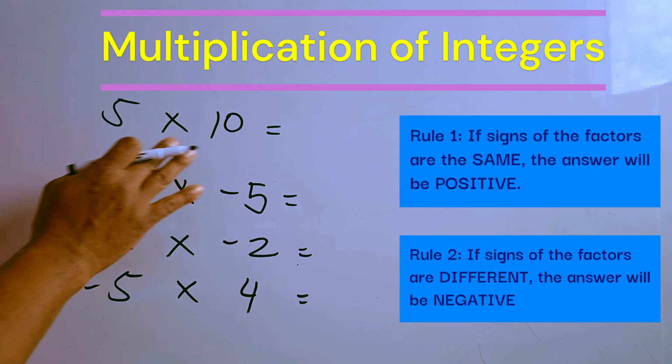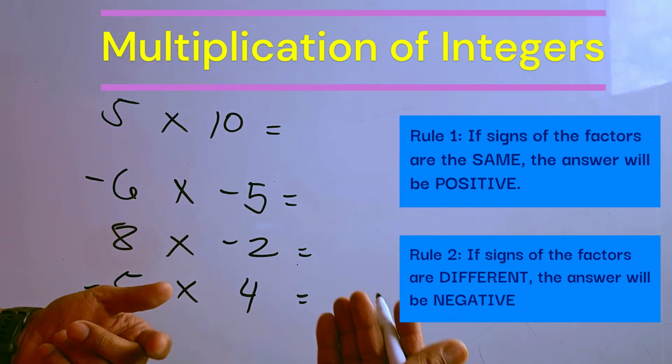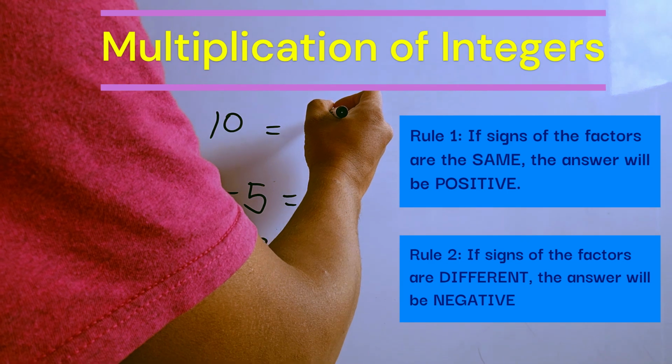So firstly, we have a positive and a positive. So just multiply as is. 5 times 10, that is 50.